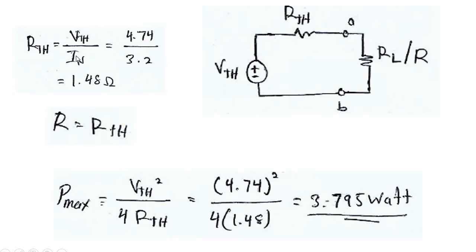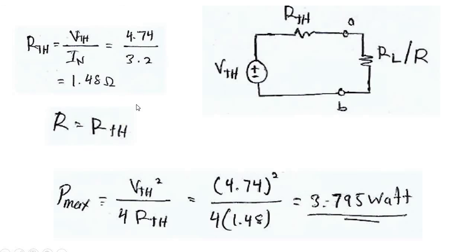After we get both Norton current and Thevenin's voltage, we insert them in this formula, which is Thevenin's resistance equals Thevenin's voltage over Norton's current. So 4.74 over 3.2 equals 1.48. And this is how it looks when we use Thevenin's equivalent circuit.